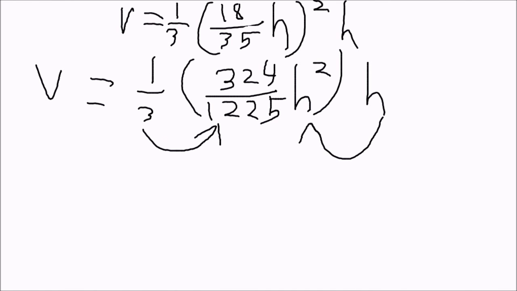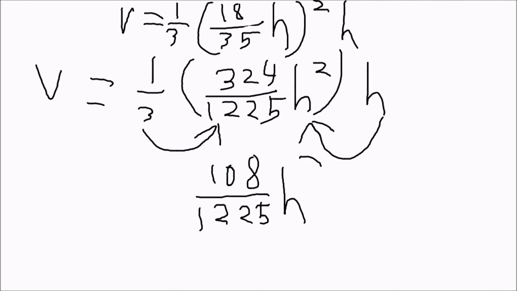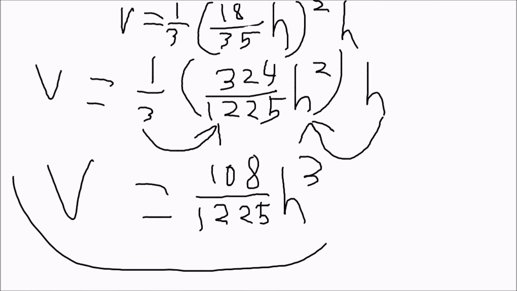Now we need to simplify this again by applying the 1/3 to this fraction right here and the h here, so we're just combining like terms. So this 324 over 1,225 will become 108 over 1,225 times h to the third. And thus we have our simplified volume fully. This is the final version. We're done with the volume now. Now we can go on to the next step.